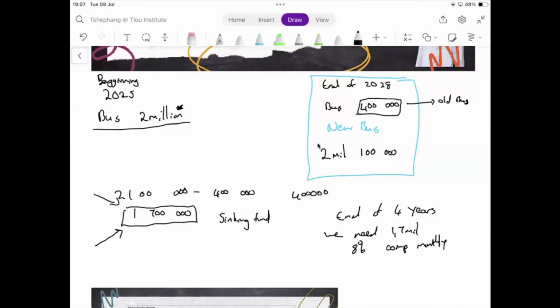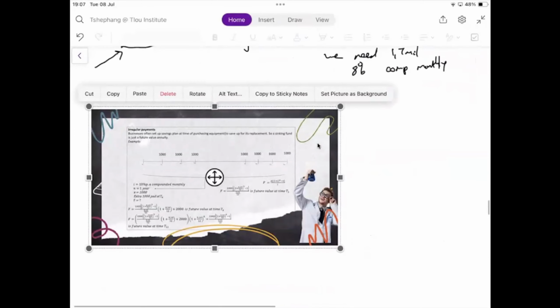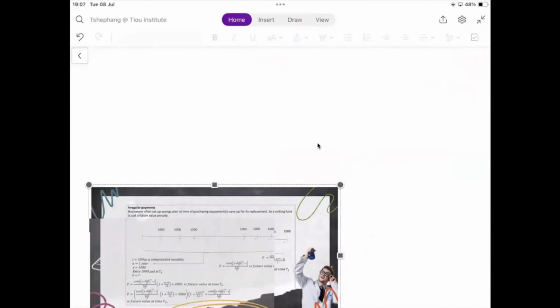Okay, everyone is happy now. What we want is to calculate X. Okay, let's just move this out of the way so I can do that calculation properly.